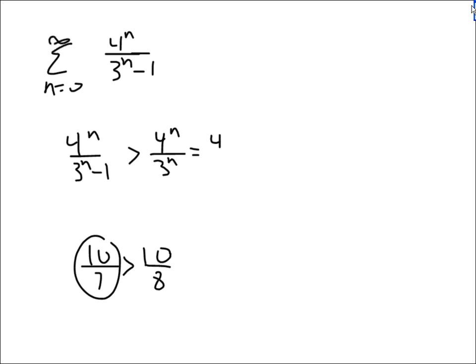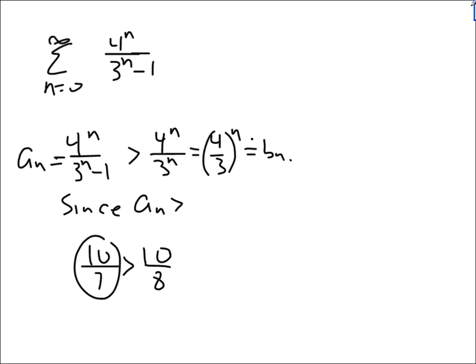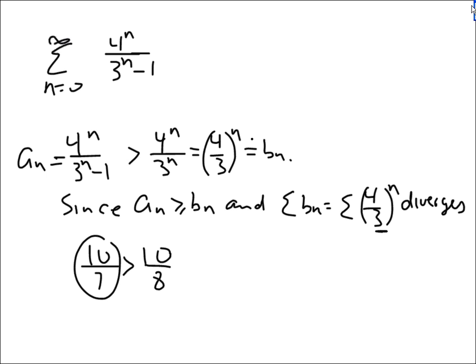But this is 4/3 to the n. I mean, basically, I can call this a sub n, and I can call this b sub n. Since a sub n's are bigger than or equal to b sub n, and the summation of b sub n's, that is the summation of 4/3 to the n, diverges. Why does it diverge? Because r is bigger than 1. Or if you prefer, the absolute value of r is bigger than 1.